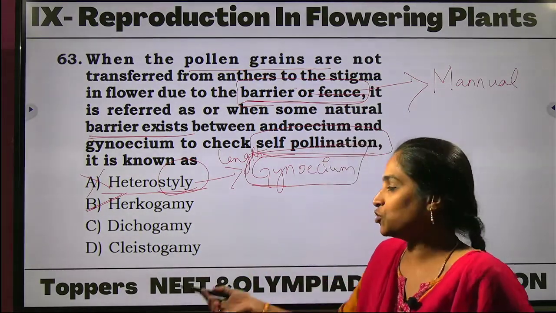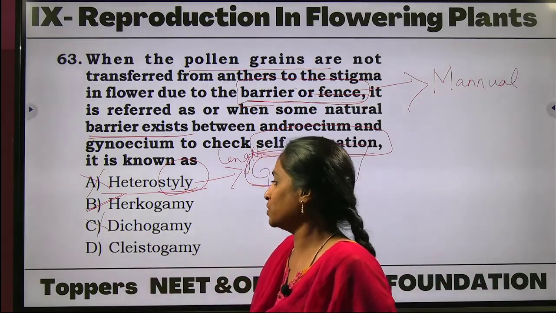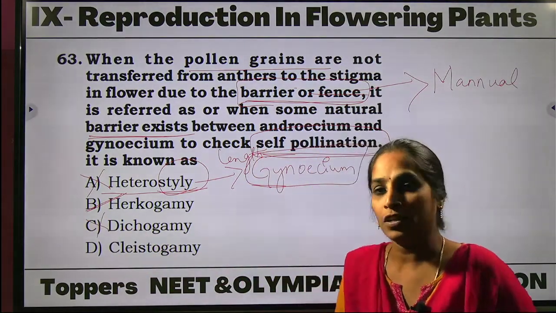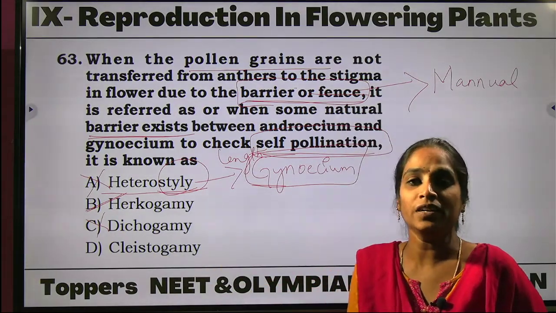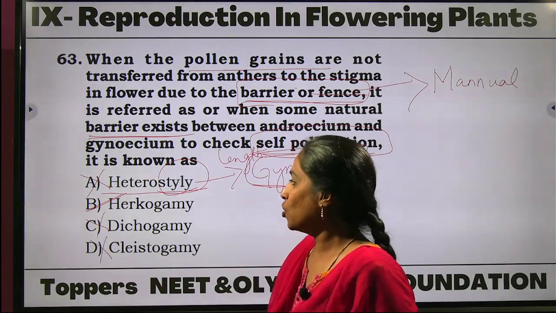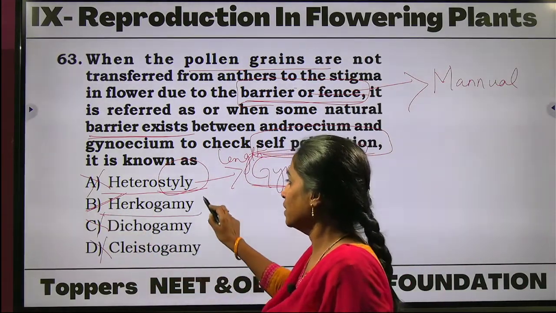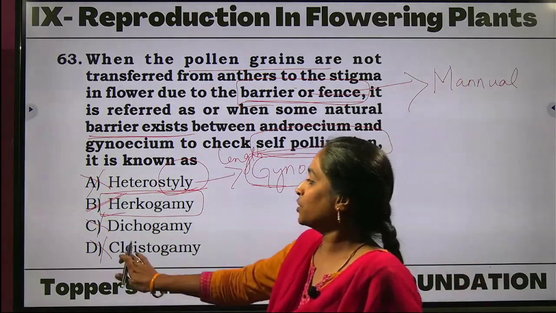So what is dichogamy? Maturation of male and female gametes at different times. This is also the wrong option. And what is cleistogamy? Here the male and female gametes mature at the same time. So this is also the wrong option. Hercogamy is the correct option. Okay, hope you all understood, dears. Coming to the next question.